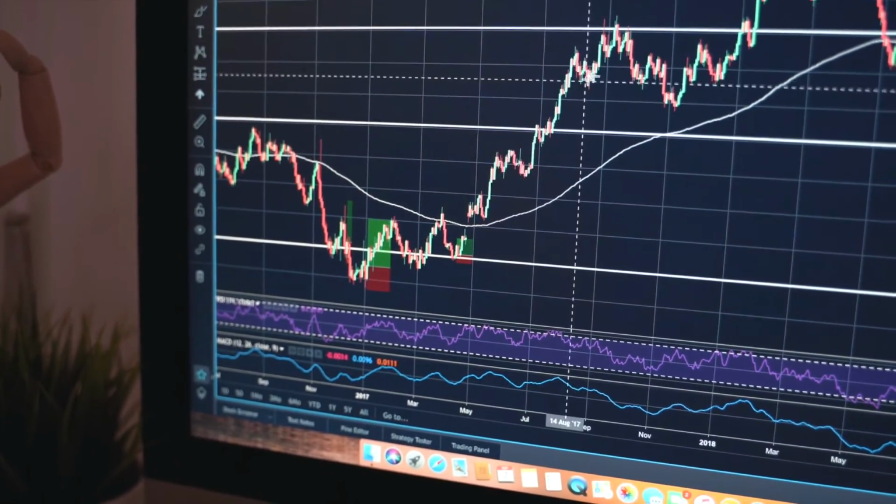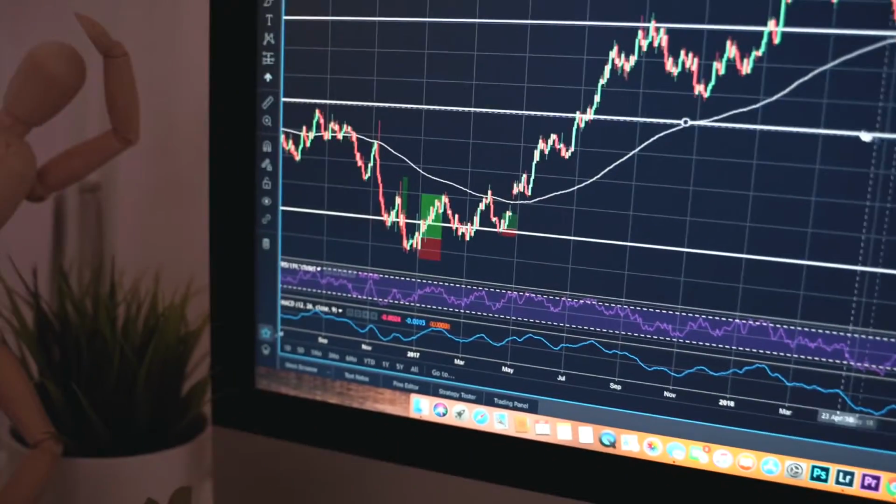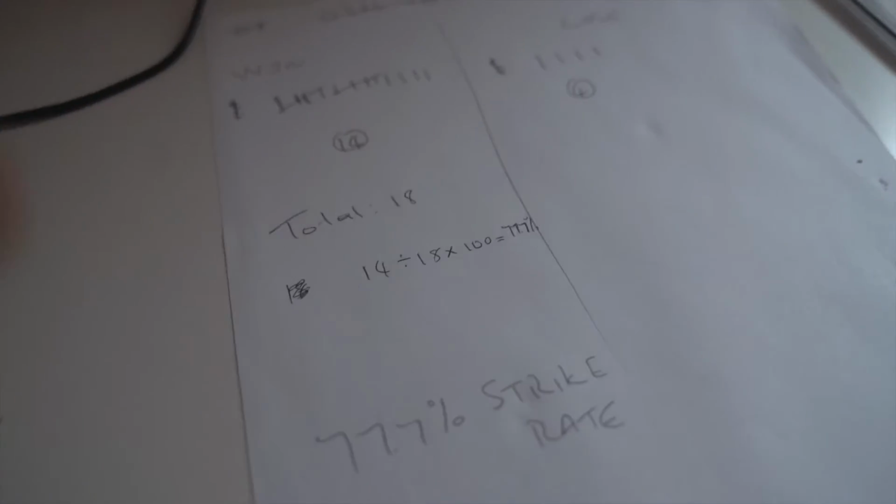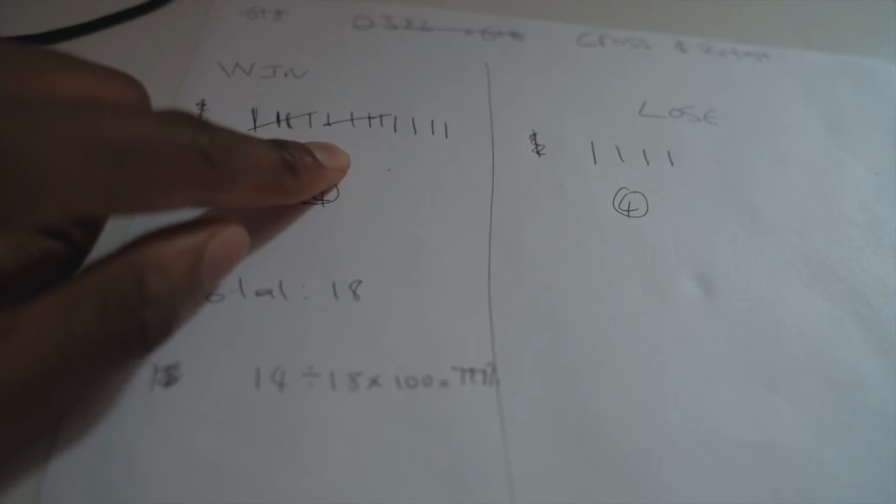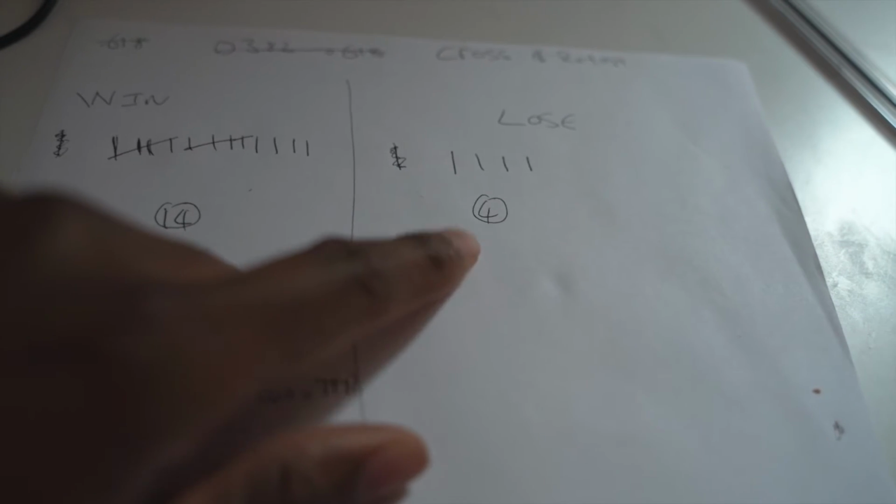There's probably something around there. There's probably a few trades in there, but I just wanted to quickly go over this. Anyways, with the results that we got, we just did a little note here. So we had 14 winning trades and 4 losing trades, totaling 18 trades.